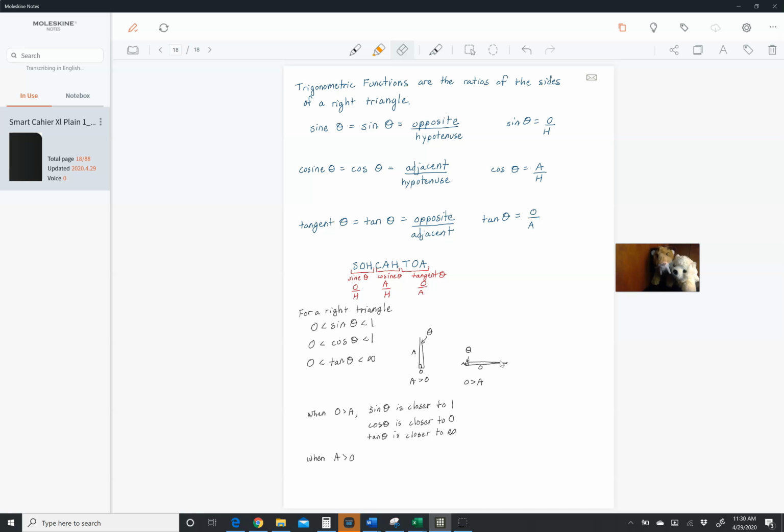when A is greater than O, the opposite happens. The sine of theta is closer to, I should say, 1 than 0. This is 0 then 1. And this is really what we're saying here, that it's larger than 1. We don't know how much larger. It could be much larger. It depends on how much larger the opposite side is than the adjacent side. So here, sine of theta is going to be closer to 0 than 1.